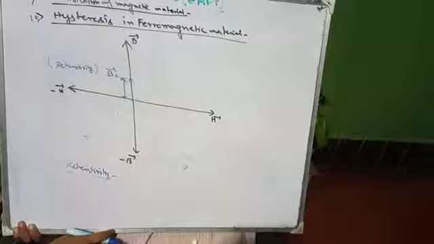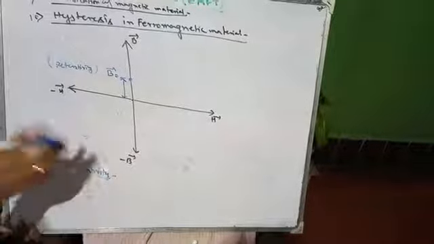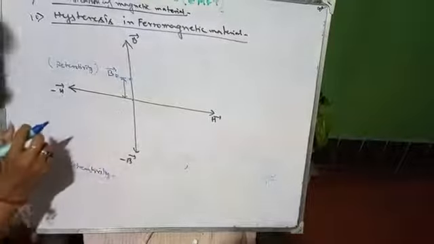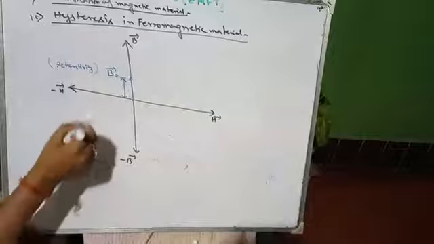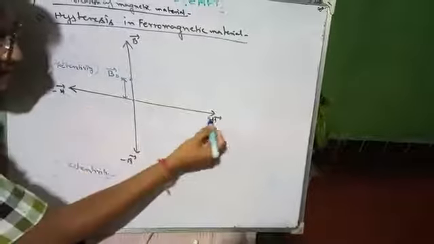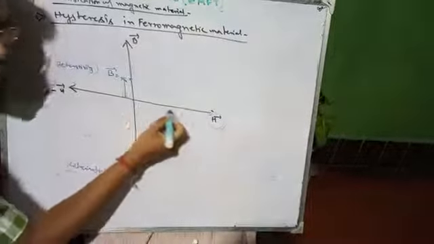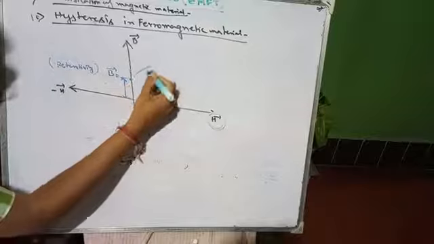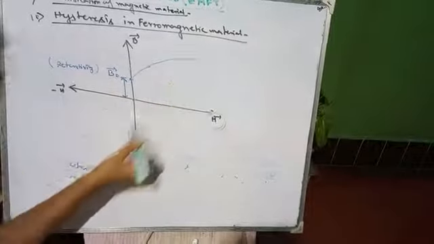That means residual magnetism means what? The magnetism which is inherently present in this material. Now next, if we increase the external applied magnetic force from 0 to a positive value, then it will rise up along this line, and it will reach a maximum point.